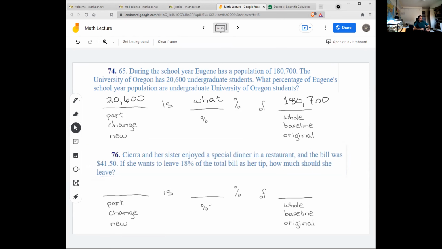Sierra and her sister enjoyed a special dinner in a restaurant. The bill was $41.50. She wants to leave 18% of the total bill as her tip. How much should she tip? So 41.50 would be the whole. And then obviously the 18%. So the part would be the what?